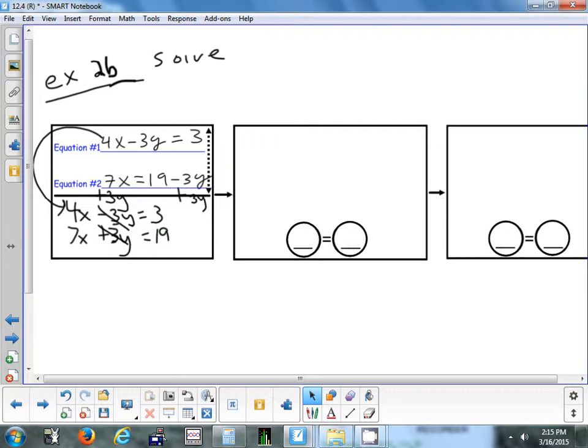Do the math, right? 7x and 4x is 11x. Equals 3 plus 19, 22. Where does this go? On that side. 11x equals 22. Divide by 11, like KJ said. X equals 2.